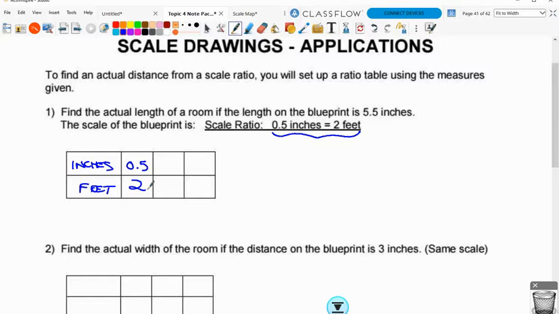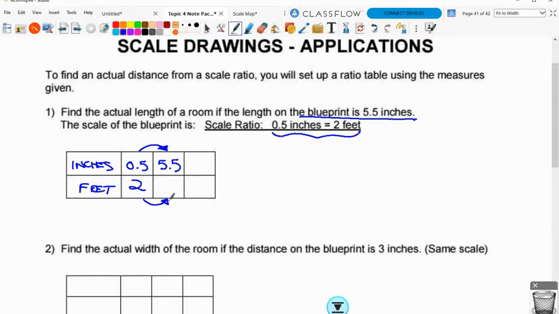Okay, we're going to try to figure out what the length is going to be in real life. Now, they tell you right here on the blueprint, the length on the blueprint is 5.5 inches. So I'm going to record that right here in my table, 5.5 inches, and I'm going to see if I can figure out how many feet that corresponds to in real life. What I need to do is figure out how they scaled from a half inch to 5.5 inches. And whatever they did there is what I'm going to do to my number of feet. All right, I'm going to go from 2 feet to something. All right, but I've got to figure out what that scale factor is.